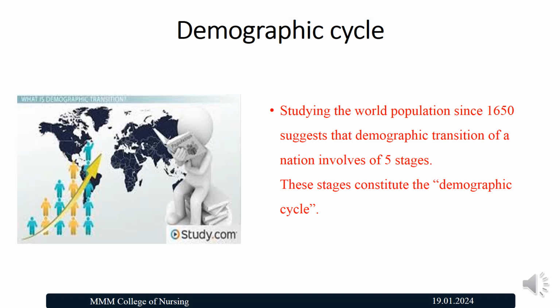Now we are going to see an important thing, that is the demographic cycle. Studying the world population from 1650 suggests that the demographic transition of a nation involves only five stages, and it is in a cyclic form. These stages constitute the demographic cycle.